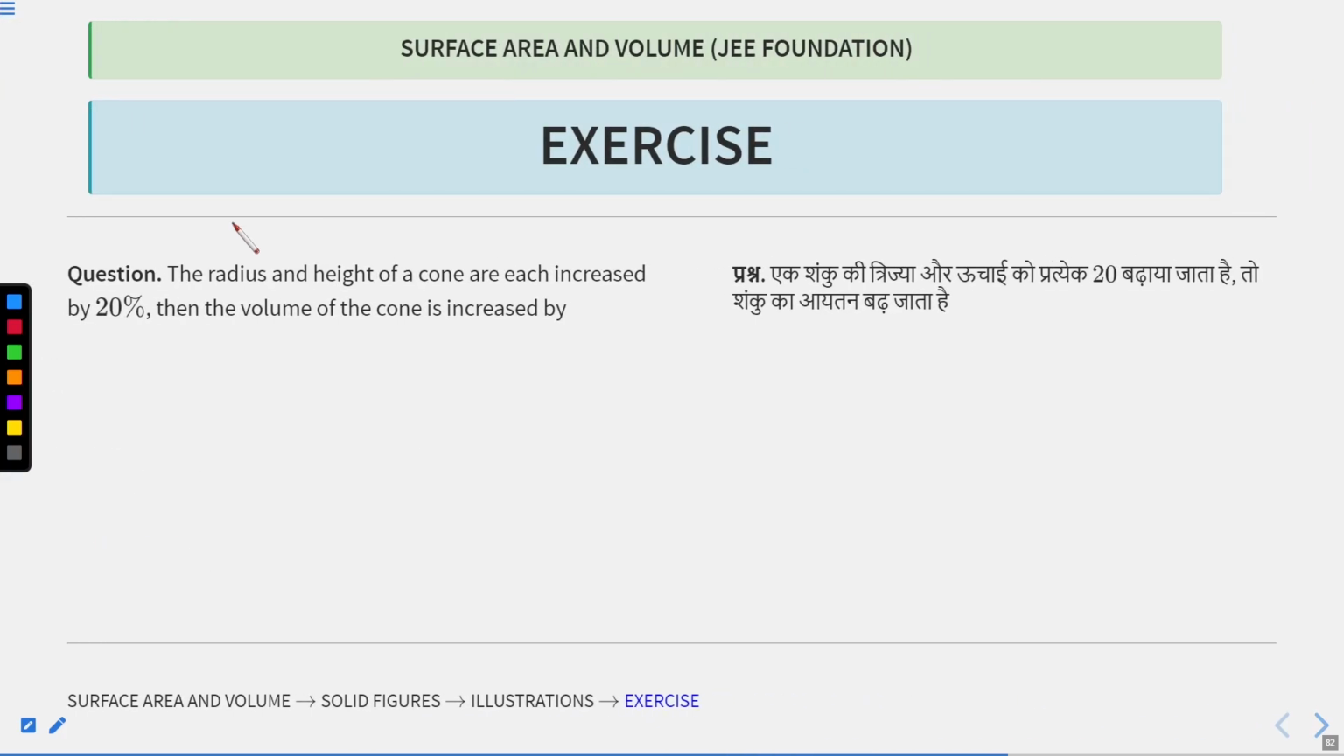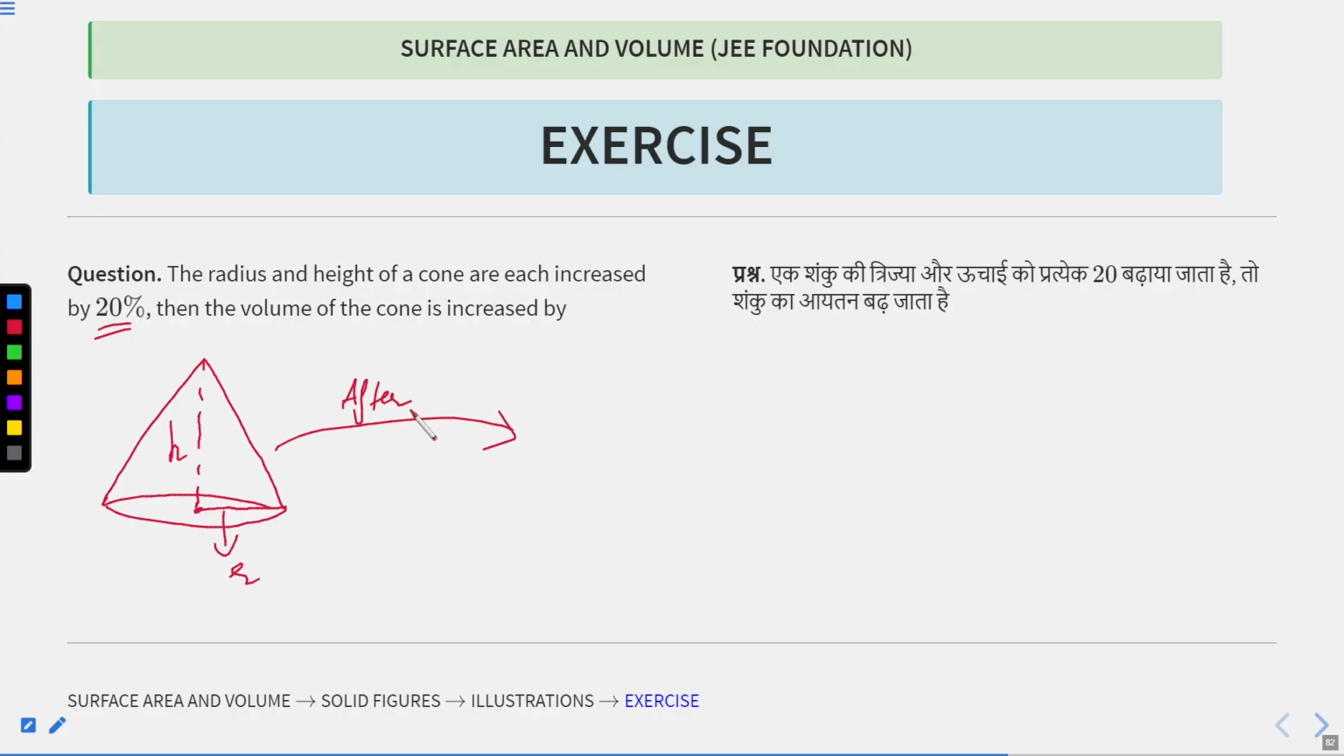In this question, the radius and the height of a cone are each increased by 20%. So this is my old cone with radius r and height h. After increment in radius and height, the cone will look like this, something like this.